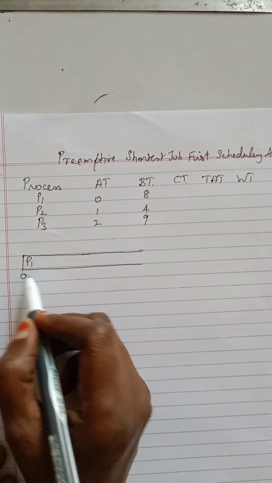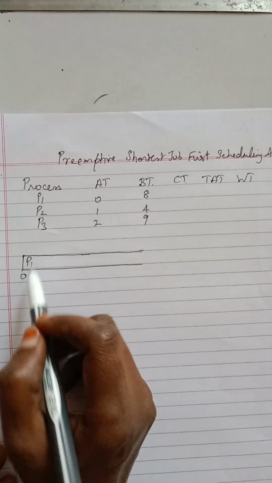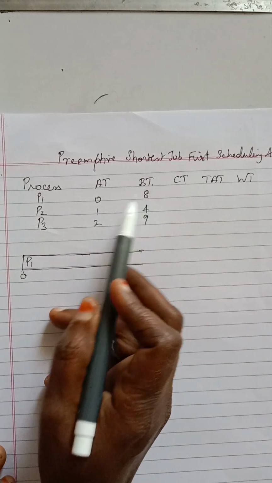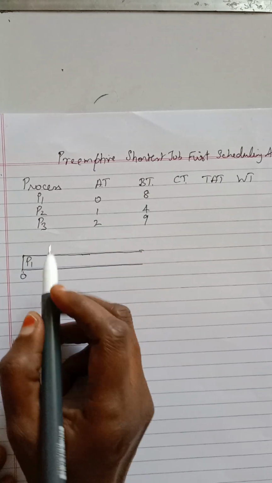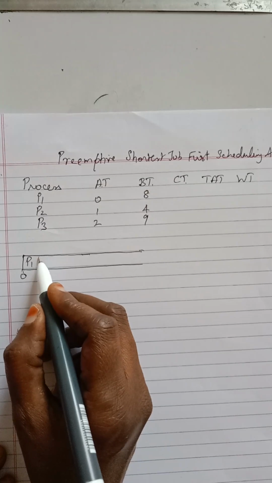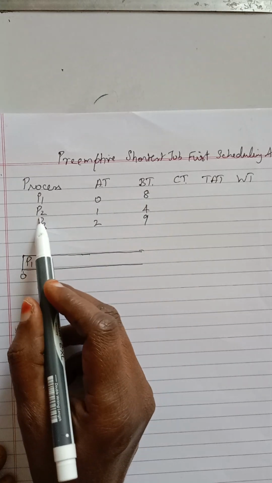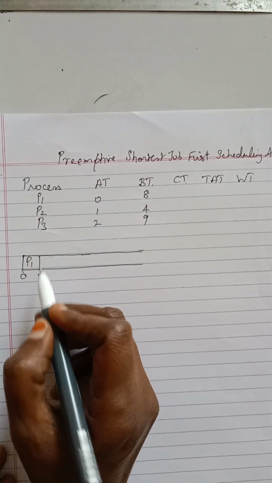So here P1 first gets the CPU, so it starts at time 0. It will run for only 1 millisecond, because it is preemptive. Next, at time 1, P2 arrives.